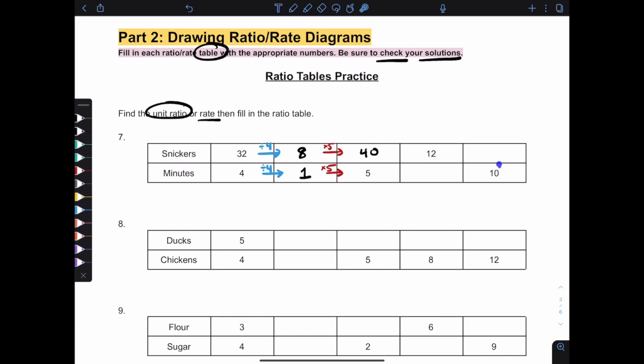To get to this 10 though, this isn't too bad. We could just double the 5. We could also multiply this one by 10. 4 is not nice at all, but I think I'm just going to double the 5. That's not bad at all. So 5 multiplied by 2 gets you 10. And then 40 multiplied by 2 is going to get us 80. And that goes right over here.